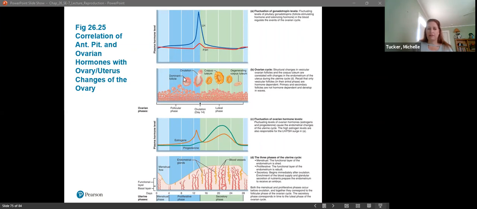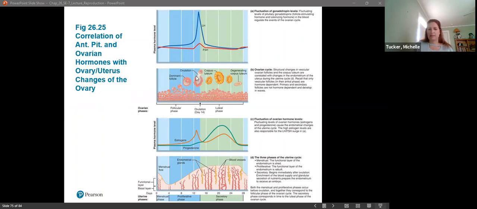That dominant follicle is now going to go from having a primary oocyte to a secondary oocyte and start to develop this antrum of fluid. It has multiple layers of granulosa cells that are making estrogen, estrogen, estrogen, getting to a very high level of estrogen, which then causes positive feedback to the hypothalamus and the anterior pituitary, creating an LH surge. That LH surge triggers ovulation.